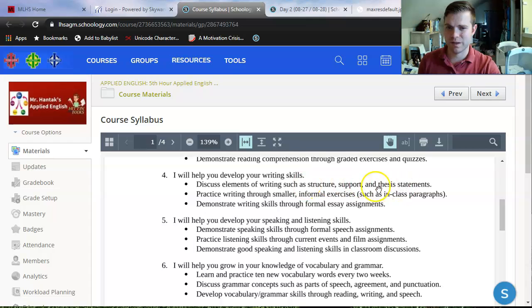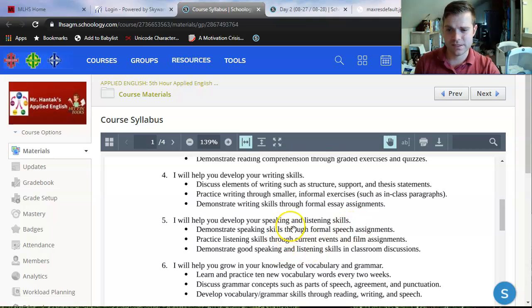Writing skills, there's a split between smaller informal exercises, so like the message that you'll send me later today is just a couple of sentences, so we'll work on basic things like sentence writing. We'll also build up through formal essay assignments, so how do you take sentences and paragraphs and build them together to make cohesive essays. We'll work on those throughout the year.